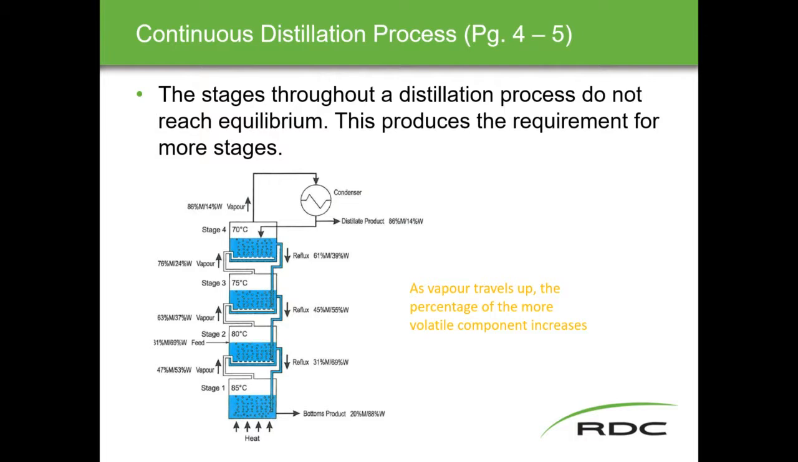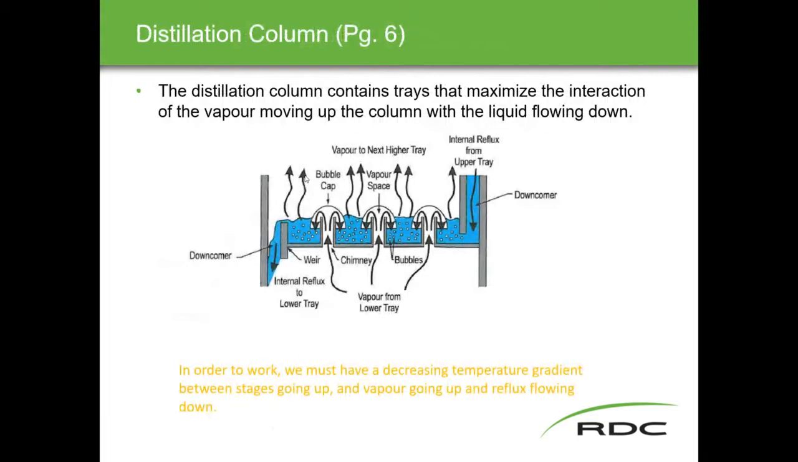Okay, so distillation columns work on these little trays at every level here. The column contains trays that will maximize the interaction of the vapor moving up the column. Oh, damn it, I kept moving around on the wrong slide.